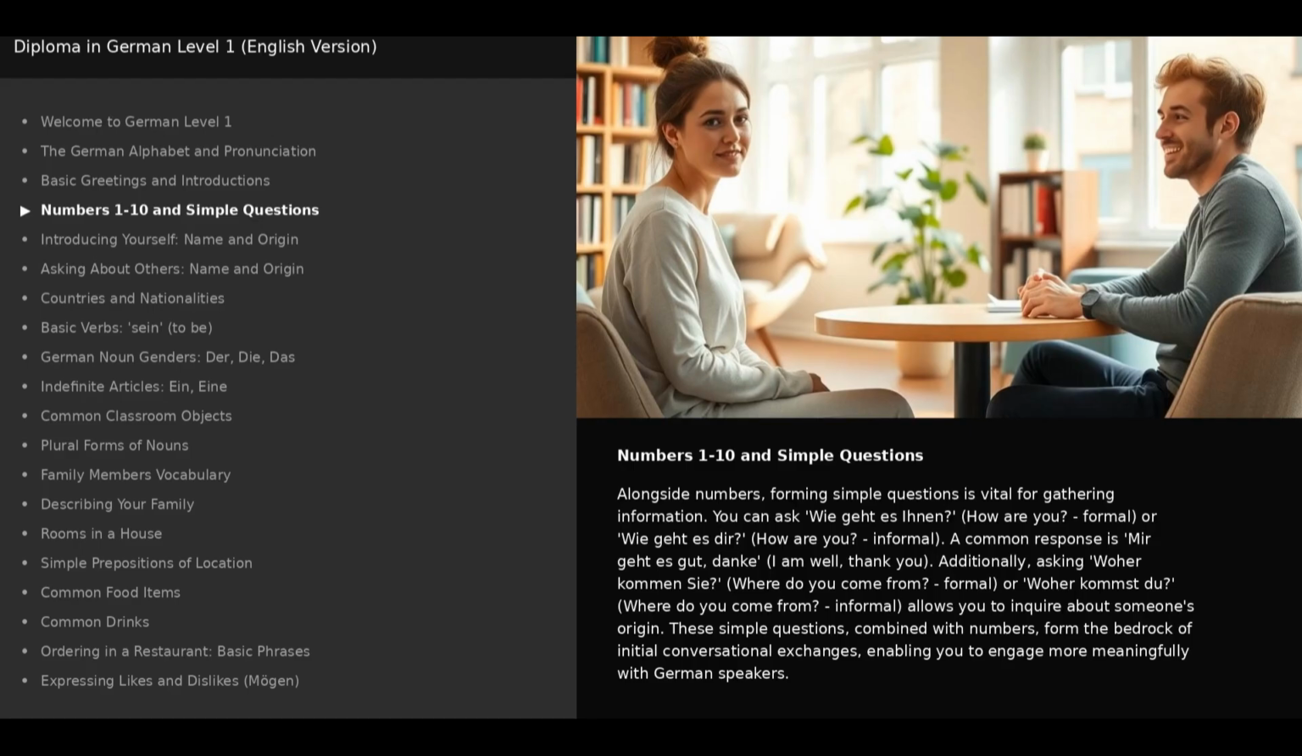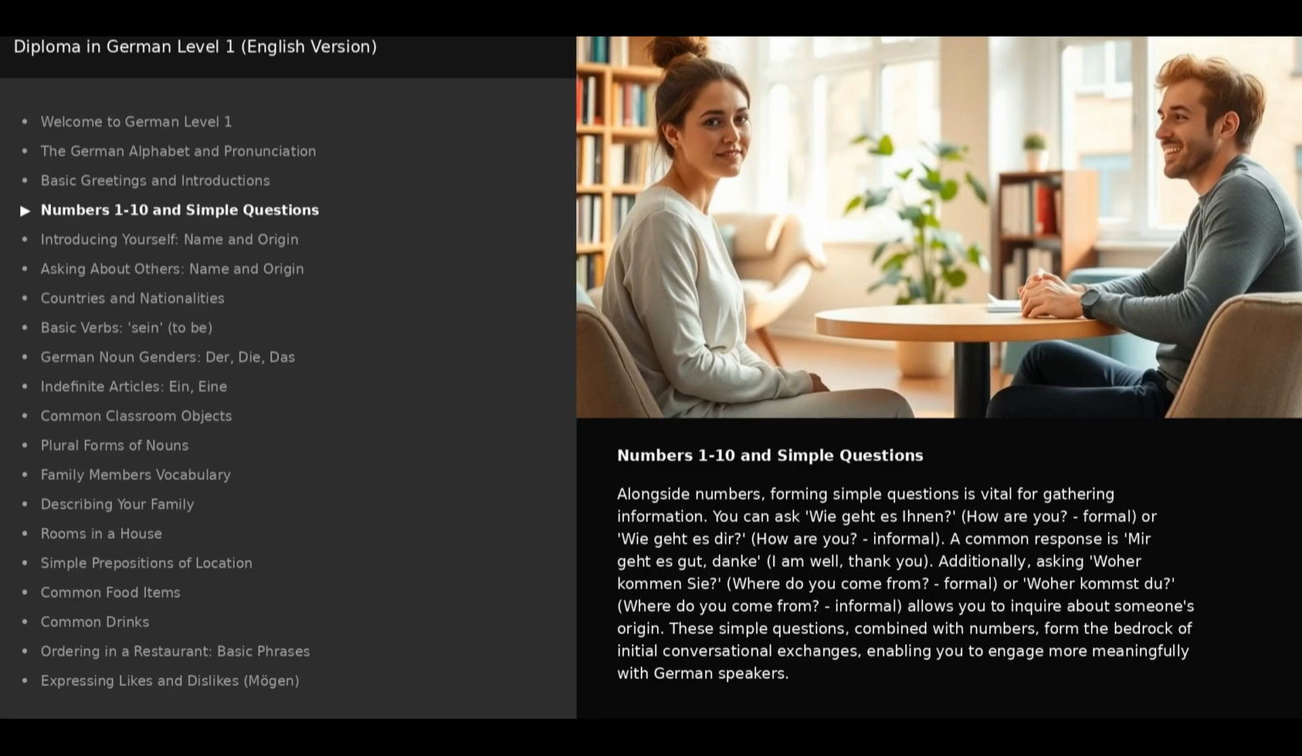Alongside numbers, forming simple questions is vital for gathering information. You can ask, Wie geht es Ihnen? How are you? Formal. Or, Wie geht es dir? How are you? Informal. A common response is, Mir geht es gut, danke. I am well, thank you.